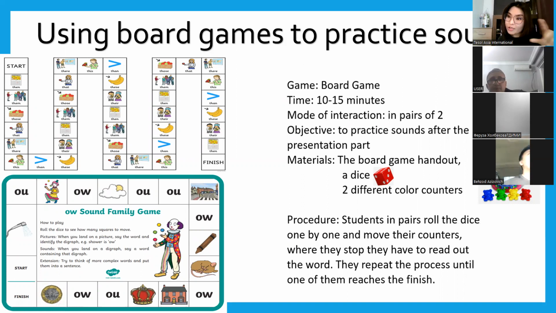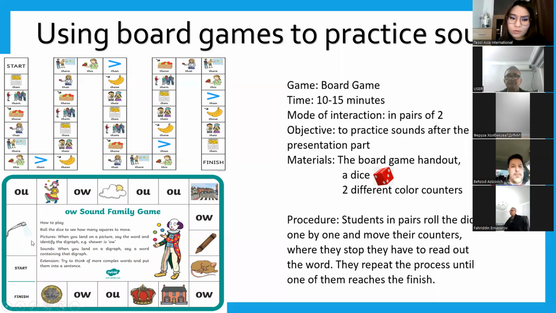Imagine you introduce that ow sound with cow, and you want them to practice and learn many more words with that. And you prepare the board game, and you need the dice as well, and you need 2 different color counters because 2 students play the game, and they start from here. They roll the dice. Each student has number 3. They move 3 times, 1 to 3. They stop here and they read the word, those.